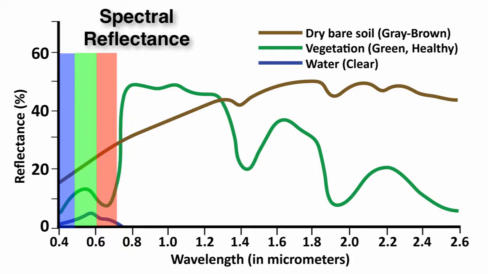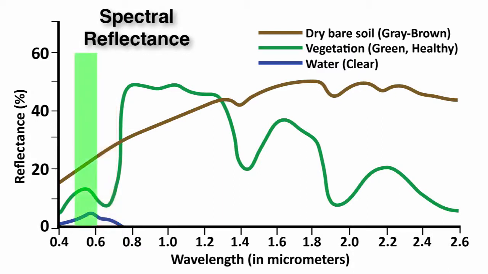How much blue reflectivity does a tree have? Fairly little. How much red reflectivity does it have? Well, actually a little bit more than blue over here, but not a whole lot. We see this peak right here in the green area. So that's why vegetation looks green to us. It hits us with green.